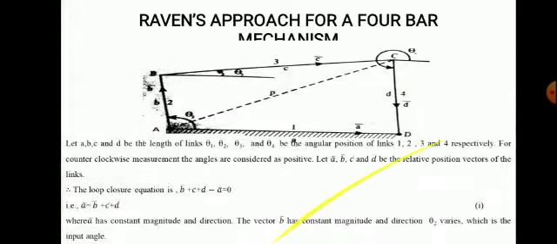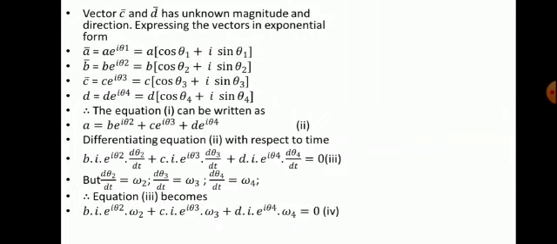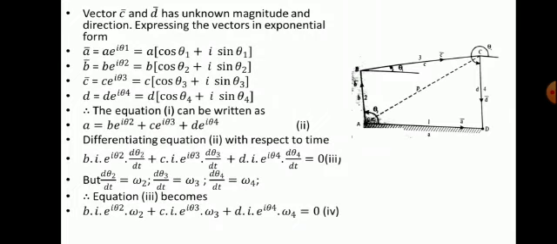Vectors C and D have unknown magnitude and direction. Expressing the same vectors in the exponential form, the same vectors we can represent in the exponential form.